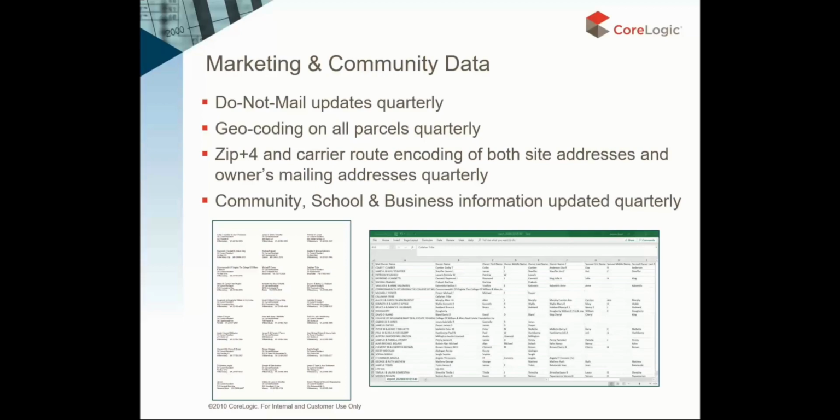Also, we geocode all of our parcels each quarter, with ZIP+4 carrier route encoding for physical addresses and owner mailing addresses. So you're going to reach the people that are authorized to sell these homes, and you're going to reach them where they're located because we've got all the prerequisite information that you need to get there.